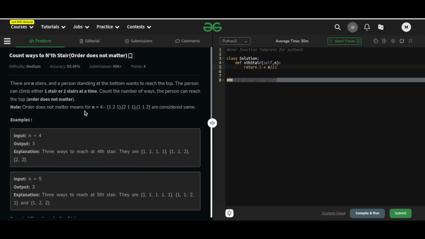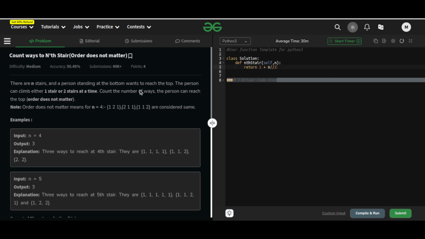Hello guys, in this video we are going to discuss the solution of the problem count ways to nth stair. So let us look at the problem statement. The problem statement says there are n stairs and a person is standing at the bottom who wants to reach the top. The person can climb either one stair or two stairs at a time.